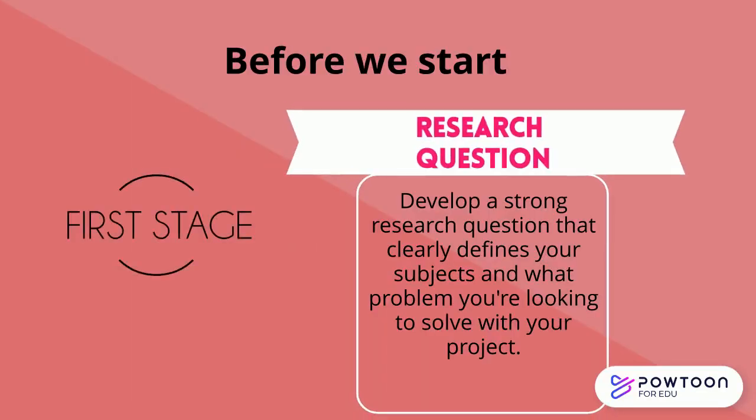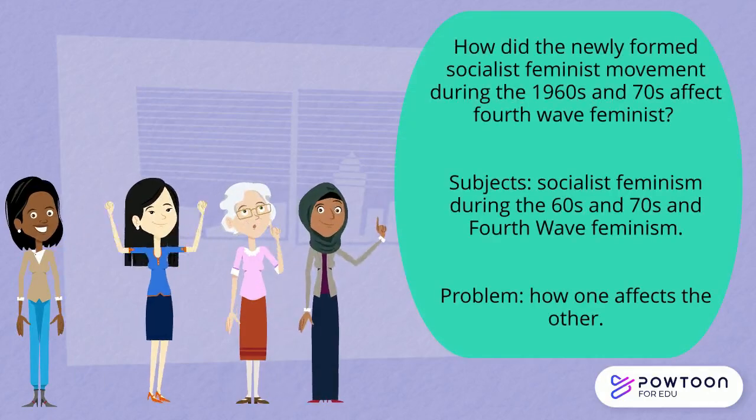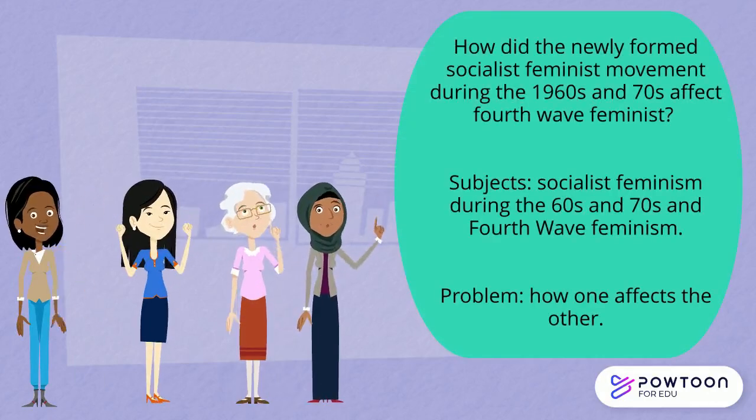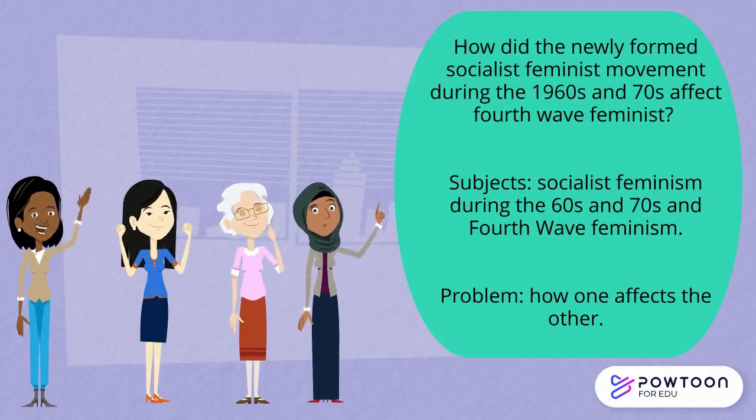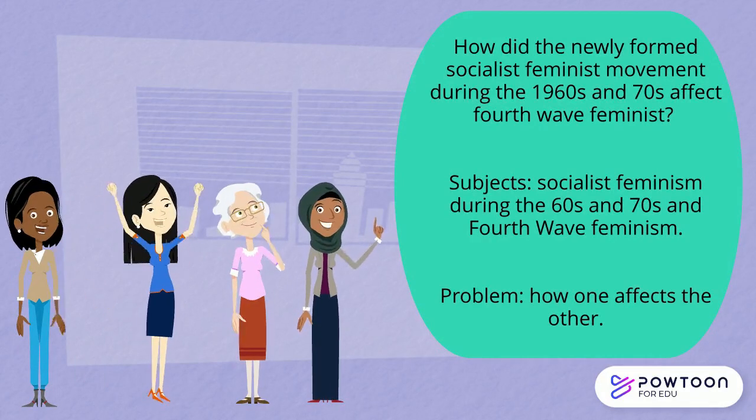Before we scheme, you should make sure that you've developed a strong research question that clearly defines your subject and what problem you're looking to solve with your project. An example would be, how did the newly formed socialist feminist movement during the 1960s and 70s affect fourth wave feminism? In this question, my subjects are socialist feminism during the 60s and 70s and fourth wave feminism. My problem is how one affects the other.